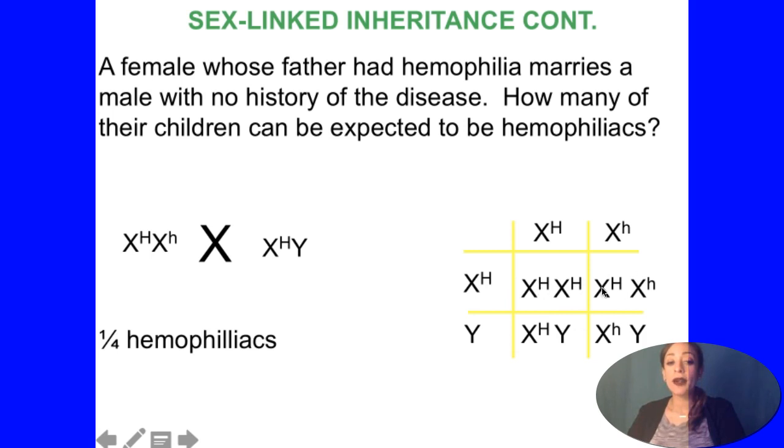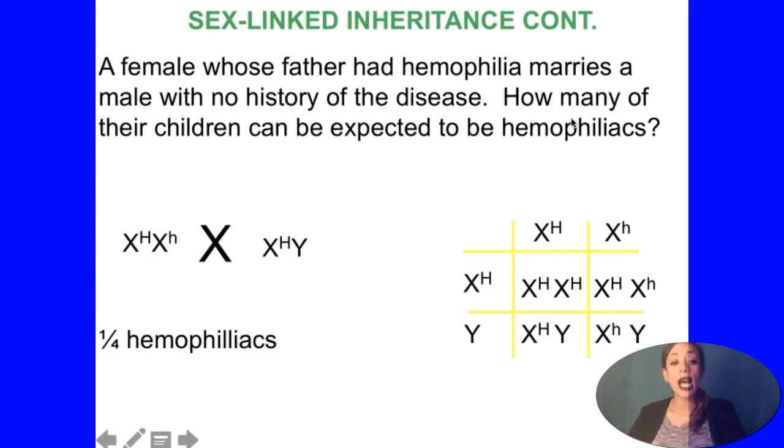Right here I have a female, so one female is normal, one female is a carrier for the hemophiliac allele. Right here are my two males. I have a normal male, and guess what? Here we go. Lo and behold, we actually have a hemophiliac male.